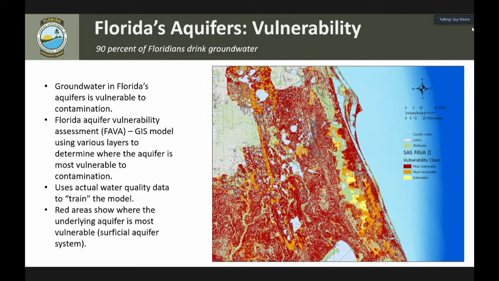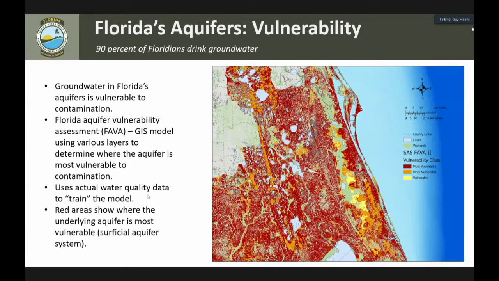And because of that geology, and typically it's because of karst, Florida's groundwater in our aquifers is vulnerable to contamination. We at the Florida Geological Survey have developed a GIS model called the Florida Aquifer Vulnerability Assessment, and it uses multiple layers to help show us where areas are on the land surface that a particular aquifer system, and in this instance, we're talking about the superficial aquifer system.